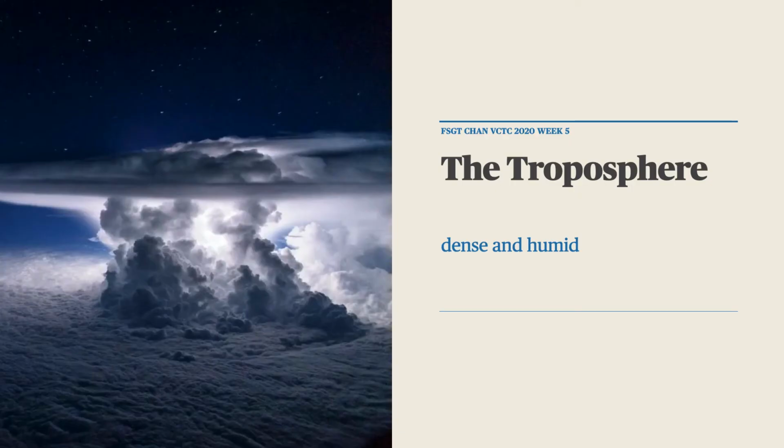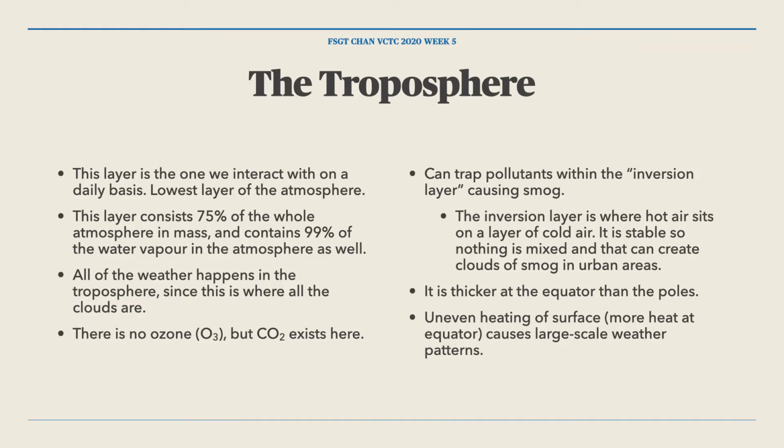The first layer we'll be talking about is the troposphere. The troposphere is the layer that we interact with on a daily basis. It's the lowest layer of the atmosphere, and it contains about 75% of the whole atmosphere in mass, and also 99% of the water vapor. All the weather happens in the troposphere since that's where all the clouds are. There is no ozone here, but we do have carbon dioxide.